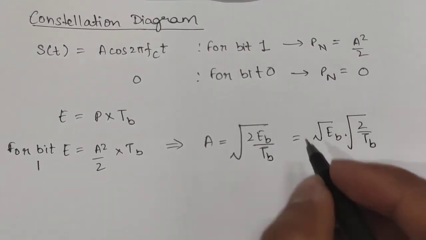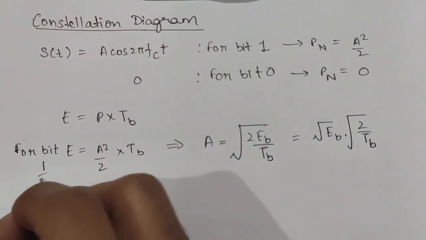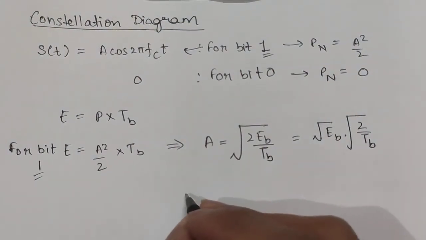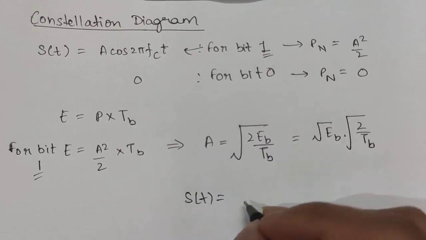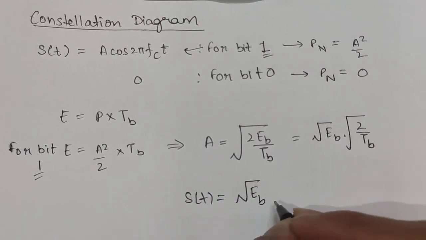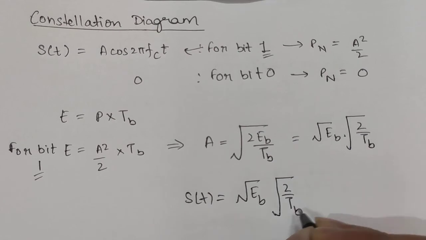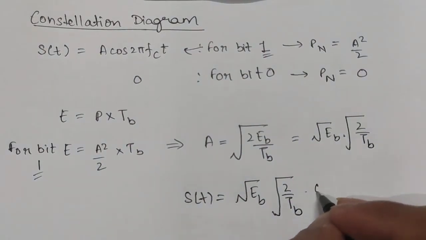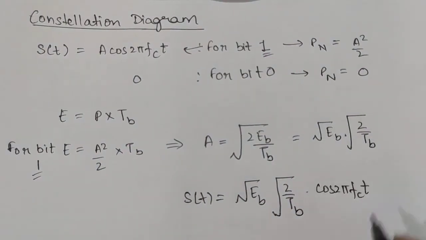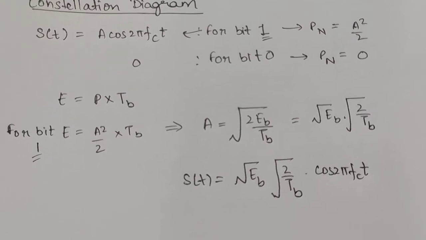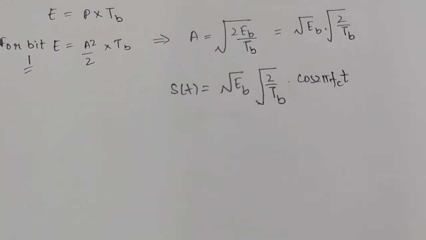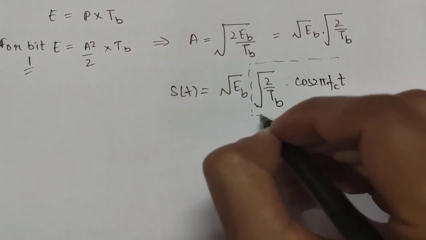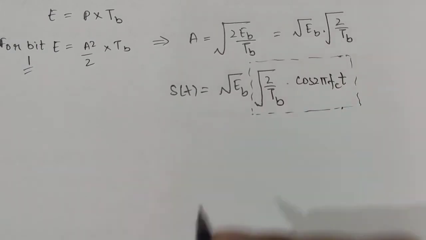Now we will put this in the main equation. As we are calculating for bit 1, we will put it in this main equation. Then we will get S of t as root EB times root 2 by TB. This is for A, and this is multiplied by cos 2 pi fct. Before proceeding further, we should analyze this quantity.